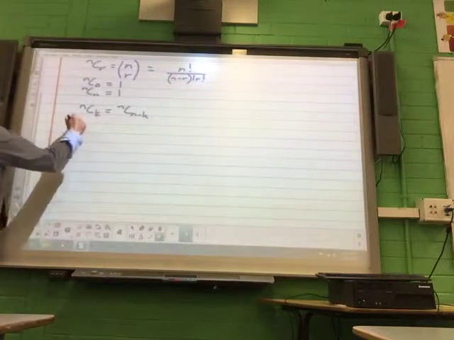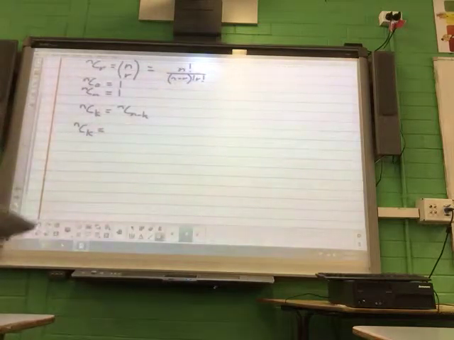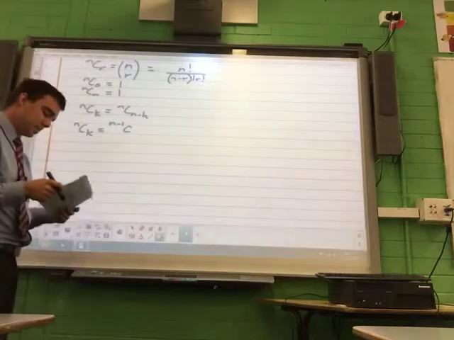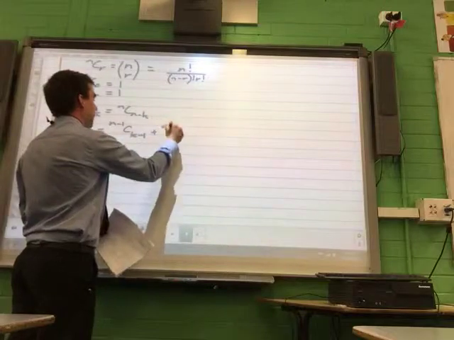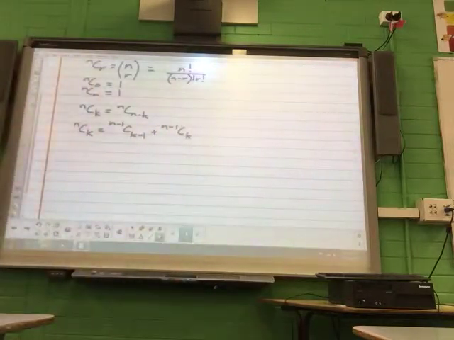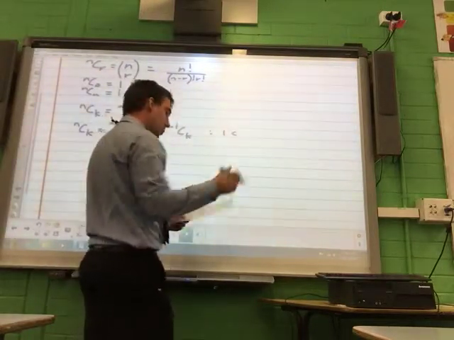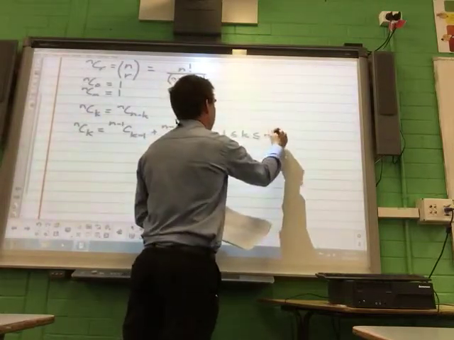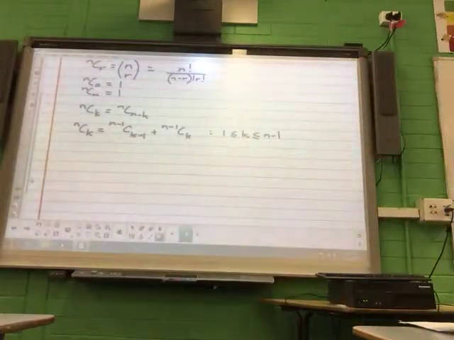And this following one, so nCk: n take away 1 C of k take away 1, plus n take away 1 C k, where 1 is less than or equal to k, which is less than or equal to n take away 1. Right, so have a look at that proof.